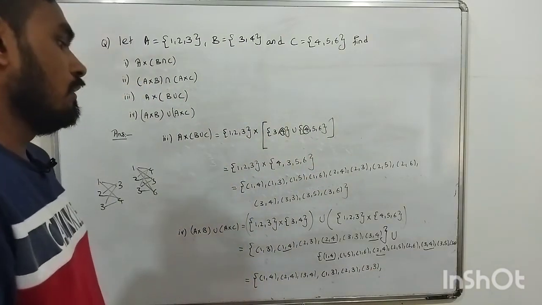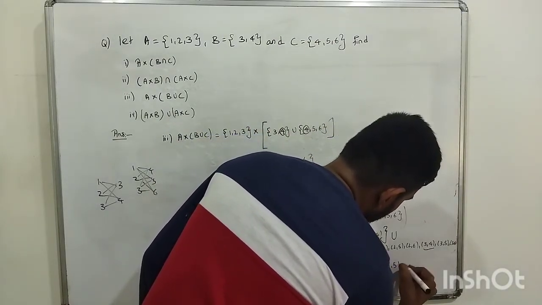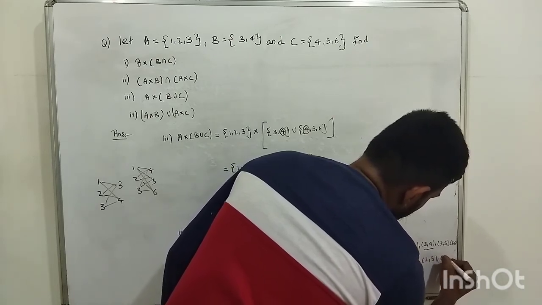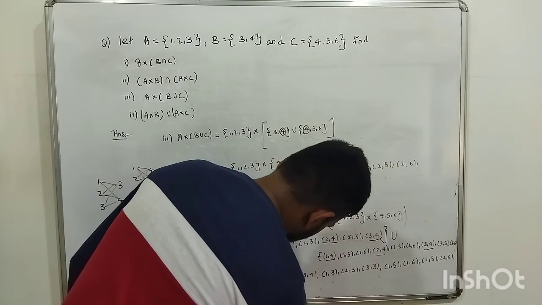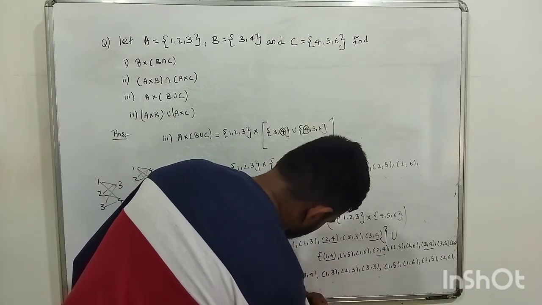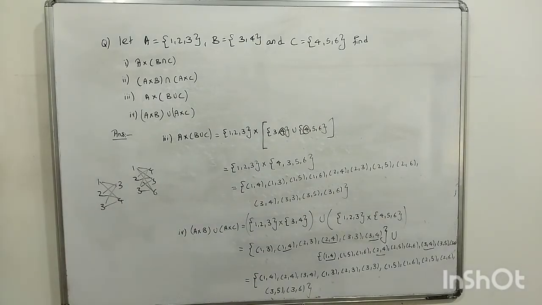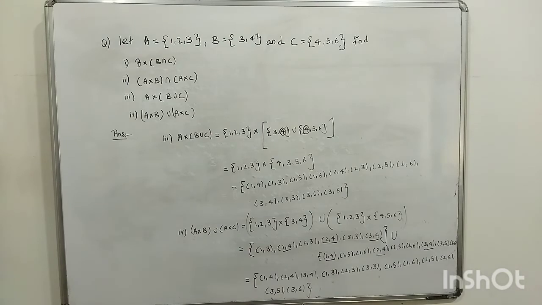Okay. (1,5), (1,6), (2,5), (2,6), (3,5), (3,6), (1,5), (1,6), (2,5), (2,6) and (3,5), (3,6). Okay. So this way we do it. So you can check. Understood?